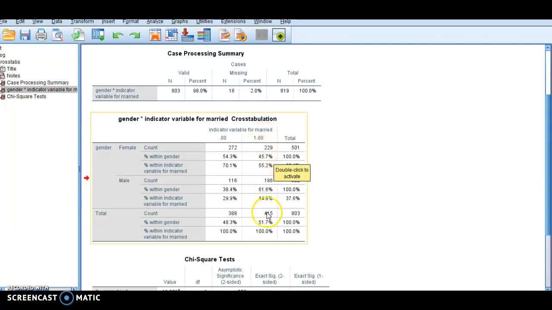Okay, so since that's my relevant group that I'm interested in, I'm saying, of the 415 who were married, what percent were female? Well, I know that the actual number of married females is 229, and the total number of married participants was 415. So I can just take 229 divided by 415 and get 55.2, which is exactly this. So this is the percent within the indicator variable for married, or this column of all the married individuals.